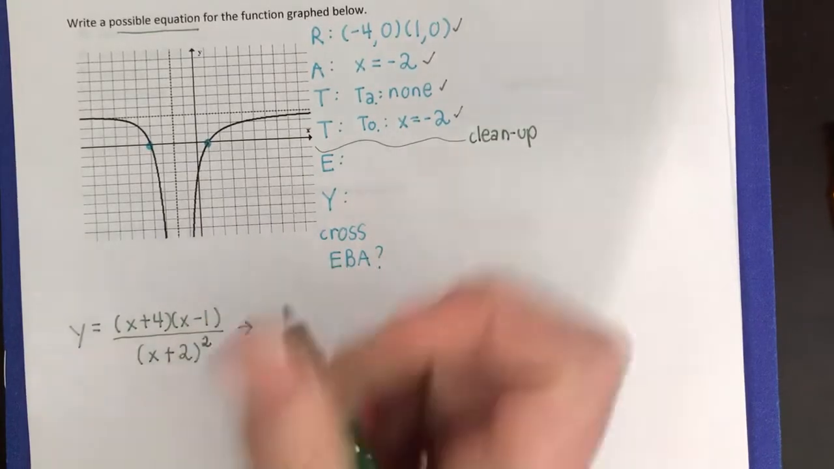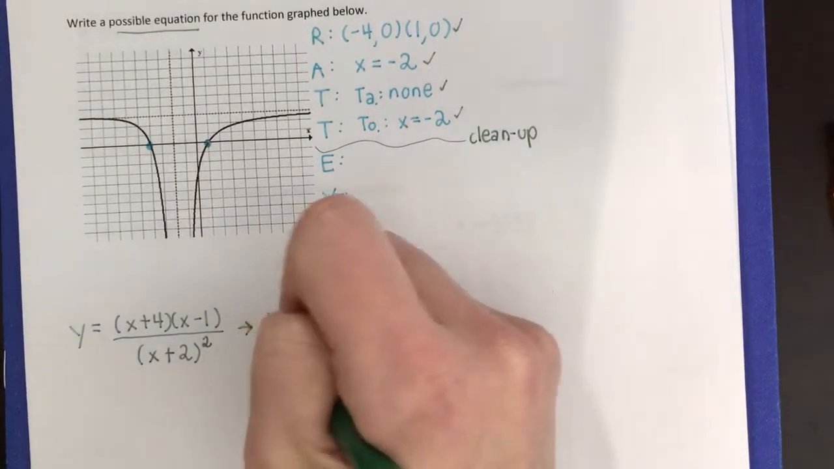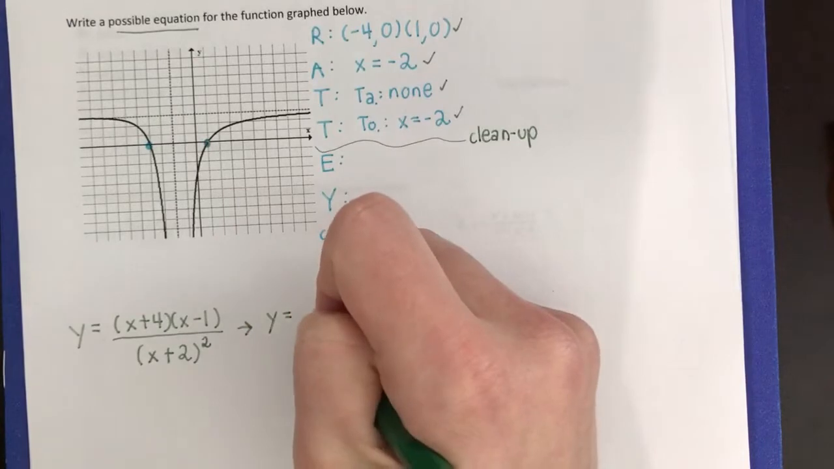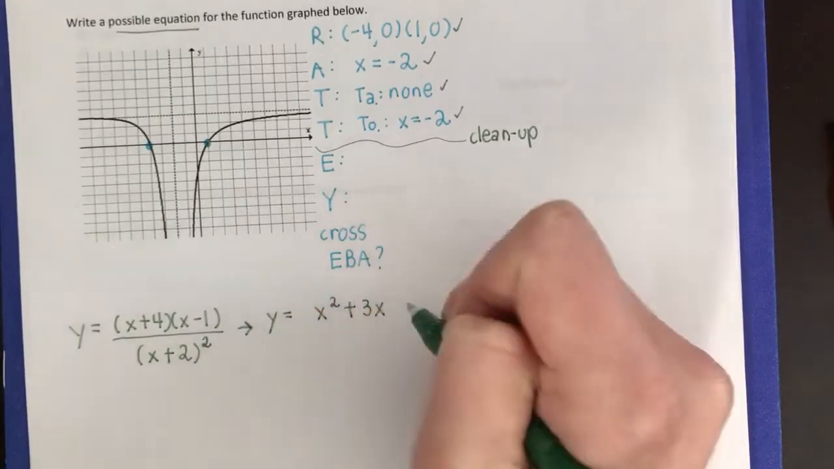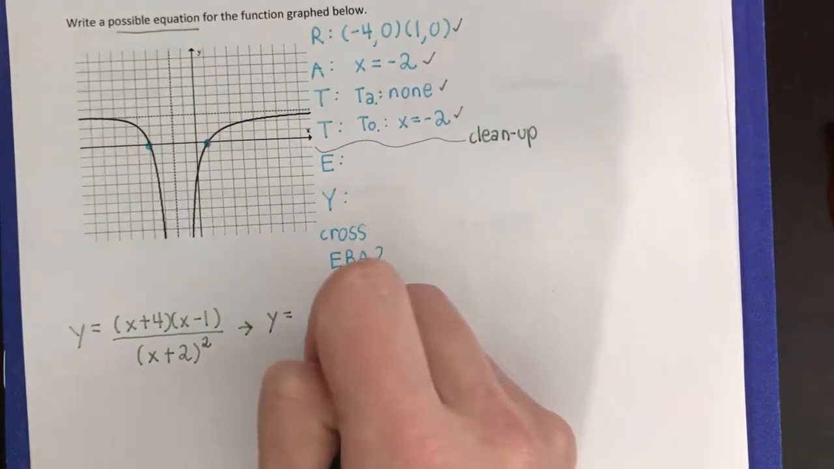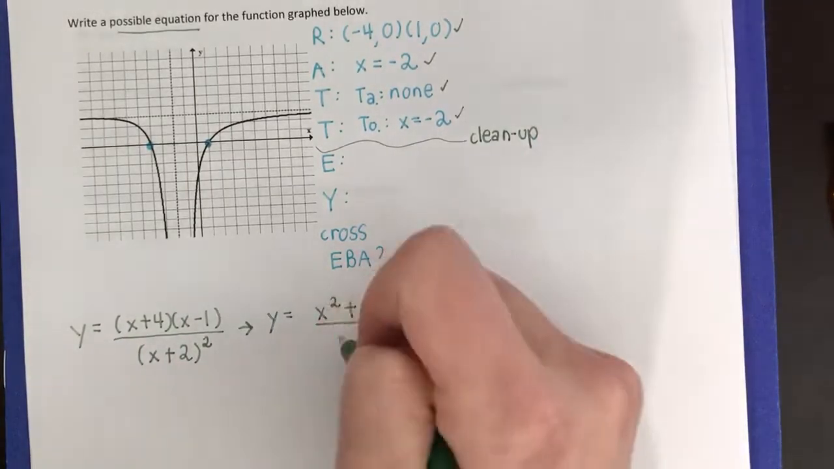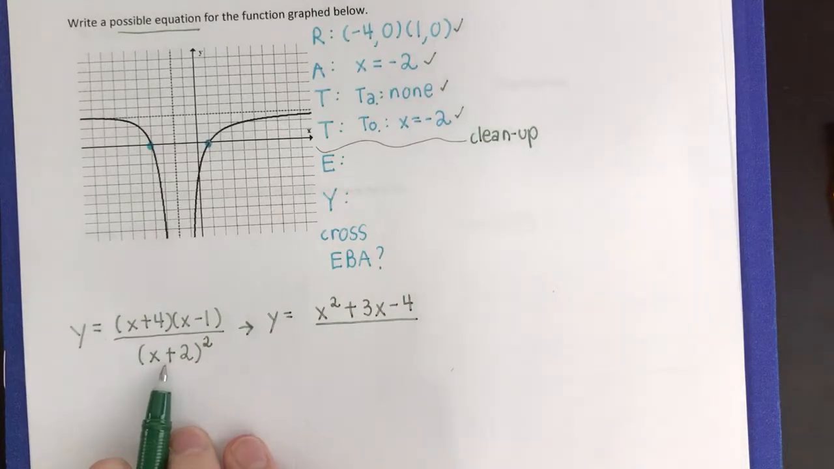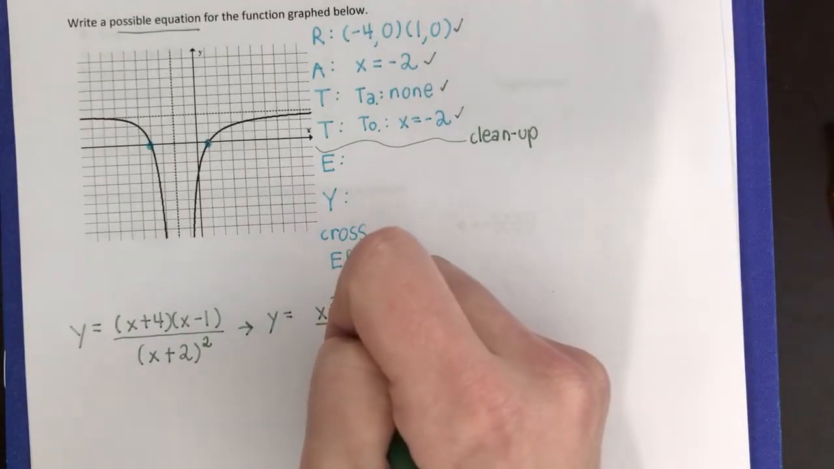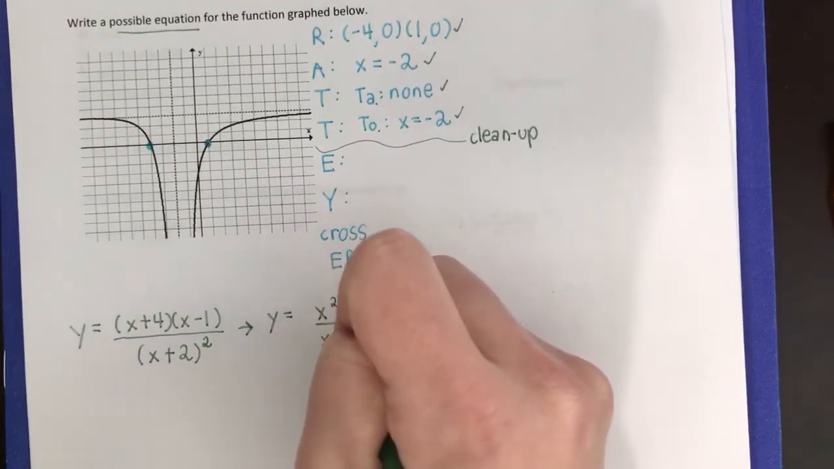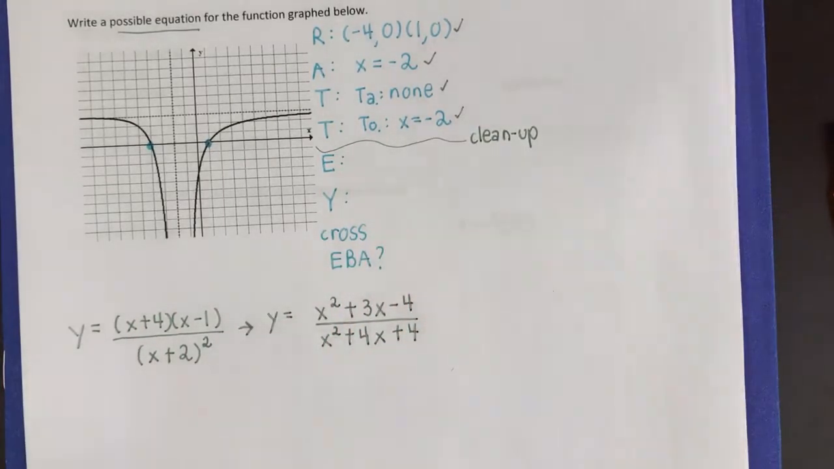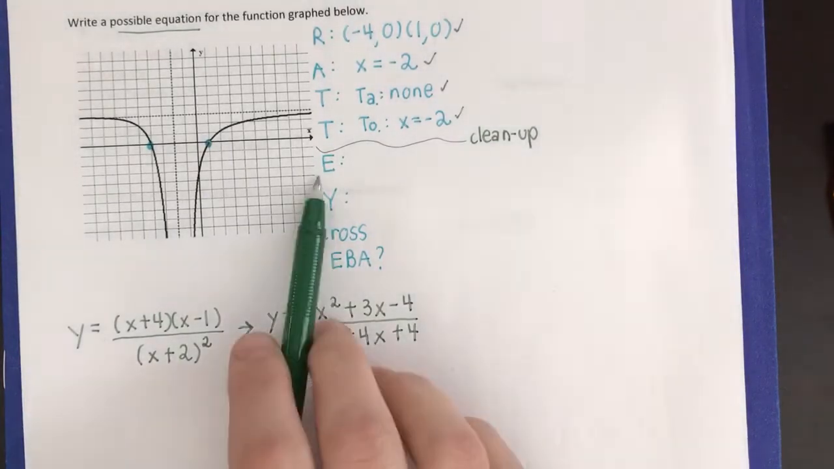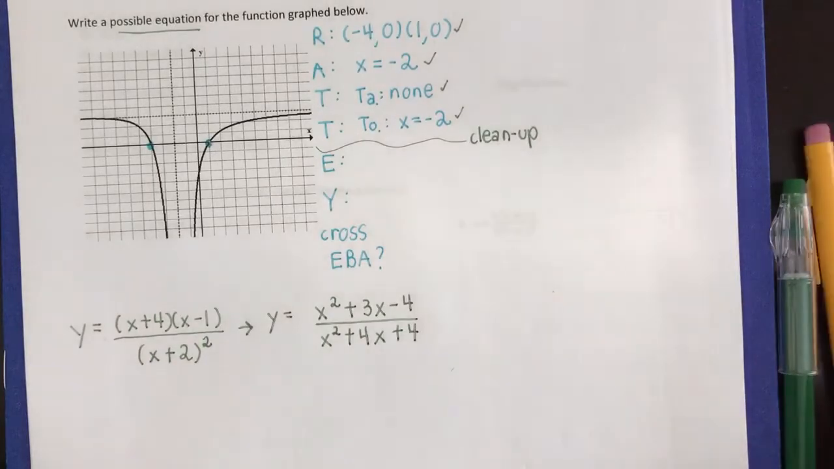So we are going to FOIL this out. We would get y equals, multiply, you'd get x squared plus 3x minus 4 in the numerator, and then in the denominator, when you multiply the quantity x plus 2 times the quantity x plus 2, you would get x squared plus 4x plus 4. Okay, and then we're going to talk about E, so end behavior.